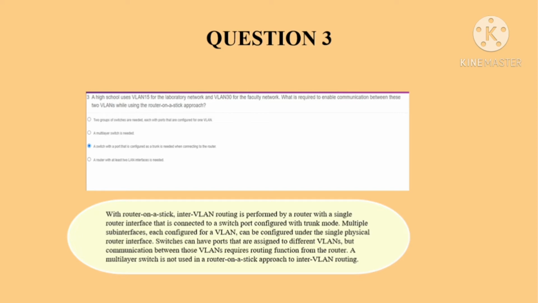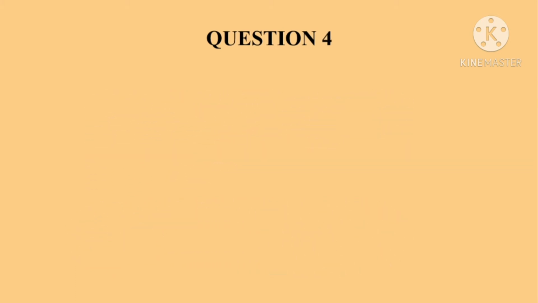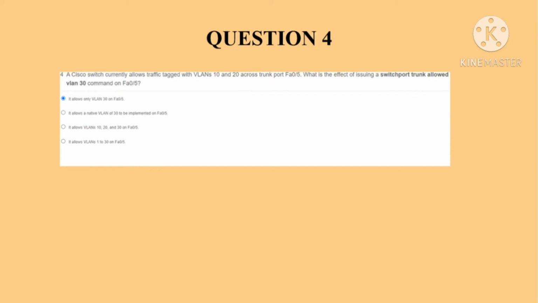Switches can have ports that are assigned to different VLANs, but communication between those VLANs requires routing function from the router. A multi-layer switch is not used in a router on a stick approach to inter-VLAN routing. For question number 4, a Cisco switch currently allows traffic tagged with VLANs 10 and 20 across trunk port FA0/5. What is the effect of issuing a switchport trunk allowed VLAN 30 command on FA0/5? So the answer for question 4 is it allows only VLAN 30 on FA0/5.